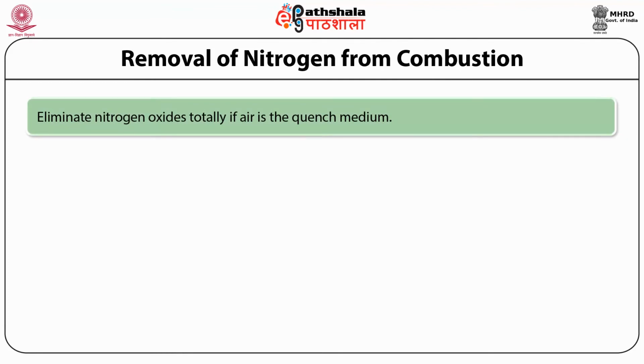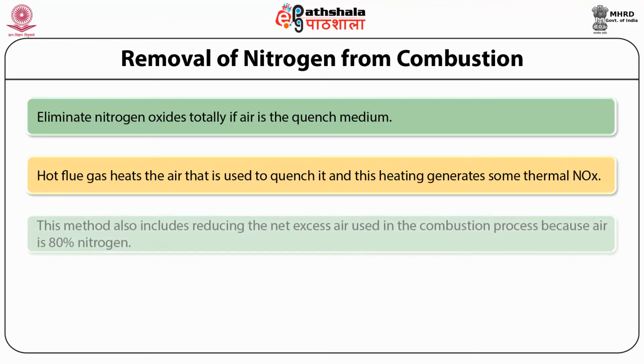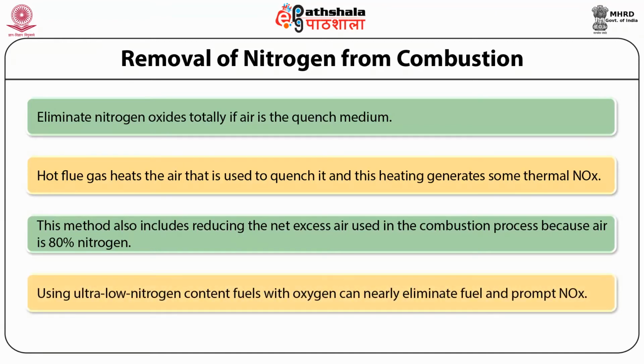It can eliminate nitrogen oxide totally, unless air is the quench medium. Then hot flue gas heats the air that is used to quench it, and this heating generates some thermal NOx, that is oxides of nitrogen. This method also includes reducing the net excess air used in the combustion process, because air is 80% nitrogen. Using ultra low nitrogen fuels with oxygen can nearly eliminate fuel and prompt NOx.